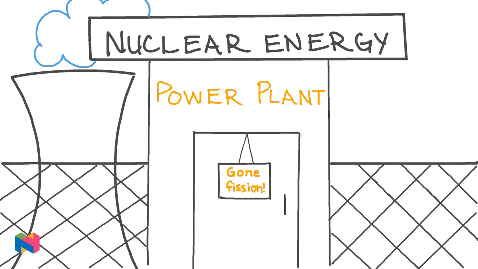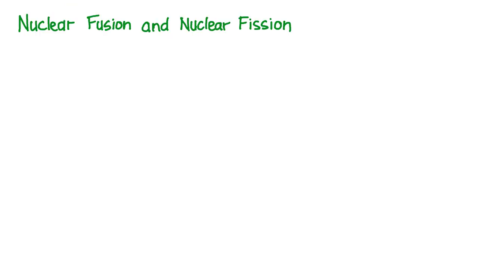In this video, we'll learn about the processes of nuclear fusion and nuclear fission. We'll learn how these processes produce energy and how that energy is used to generate electricity in a nuclear power plant. Let's start off by exploring nuclear fusion and nuclear fission.